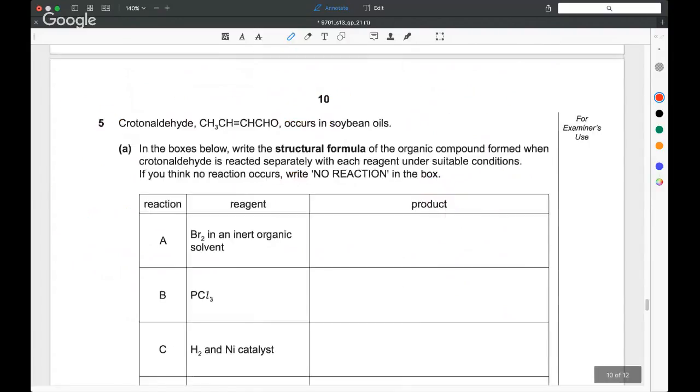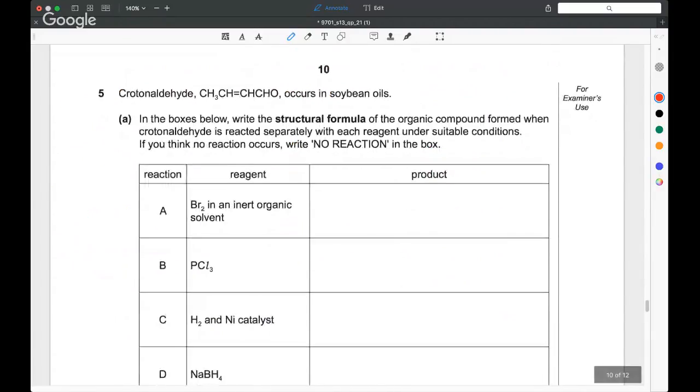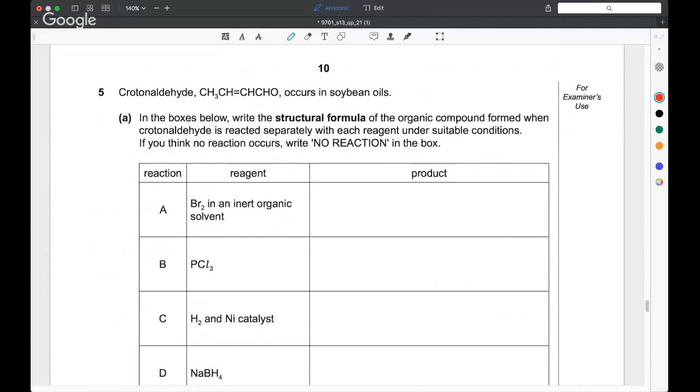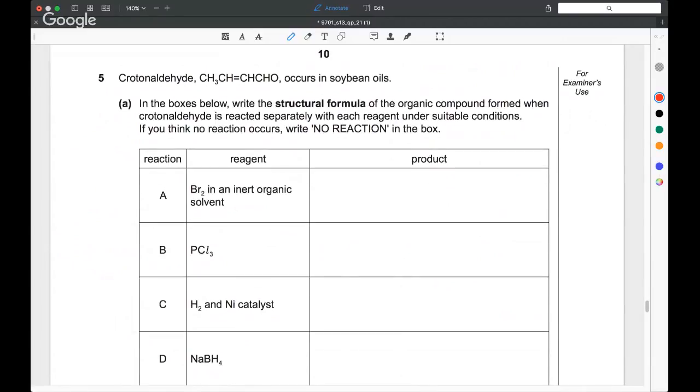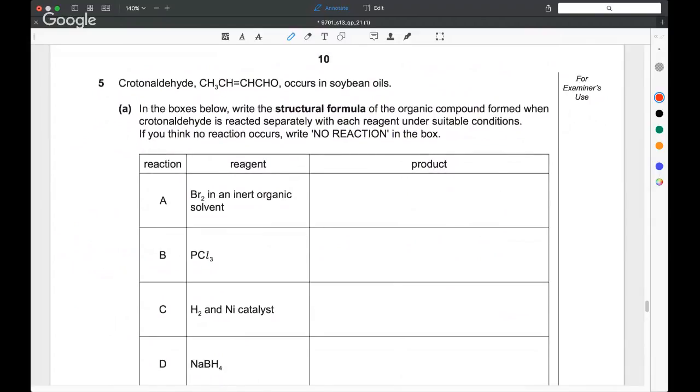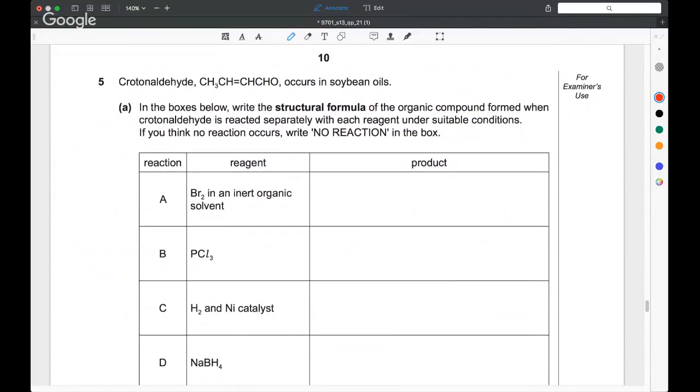Good, keep going with organic chemistry here. We've got an aldehyde, perhaps you're not familiar with that. And we've got some reagents. We've got to figure out how this will react, if at all. So this is going to be bromine in an addition reaction across the double bond there.